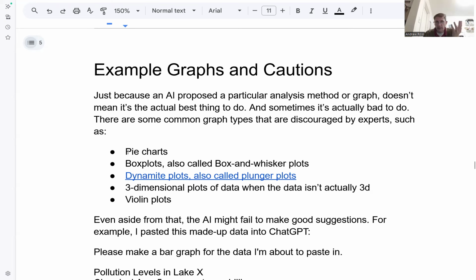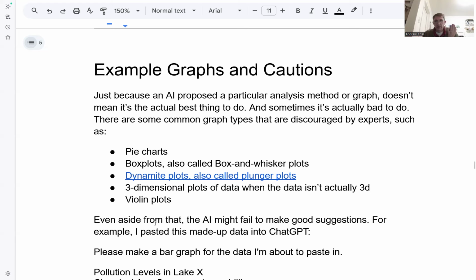So pie charts are a big one. Box plots or box and whisker plots have perceptual difficulties. They seem to decrease the importance of the tails, even though they have just as much data as the box. Dynamite plots, also called plunger plots, is a bar chart with a little fuse-looking thing at the top to indicate some uncertainty. Plots that seem to be three-dimensional, even when the data isn't actually three-dimensional, that can be really confusing. Violin plots seem to be a modern kind of histogram, but they have their own problems.